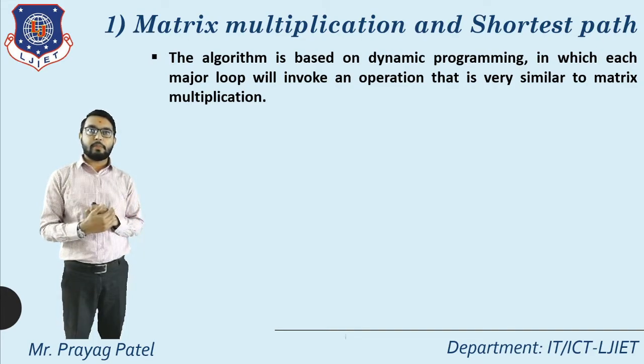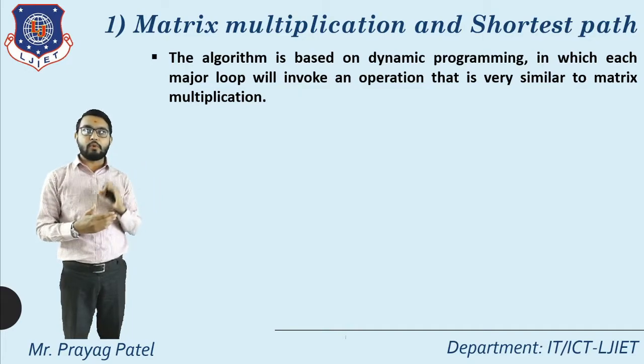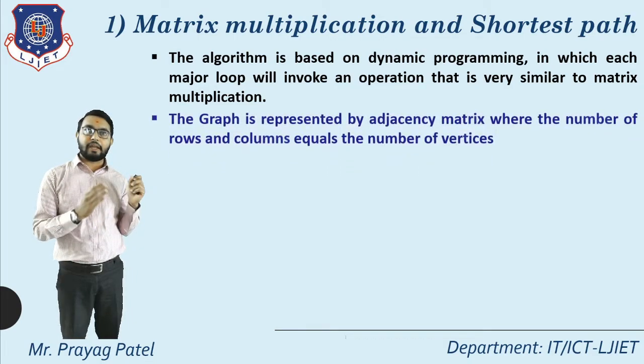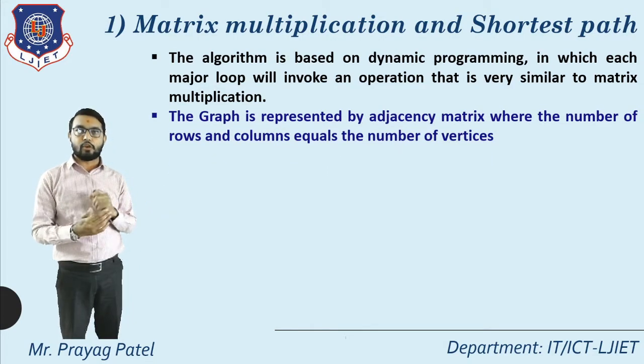The algorithm is based on dynamic programming. Means you can solve this problem using the dynamic programming method, in which each major loop will invoke an operation that is very similar to matrix multiplication. That's why we can say matrix multiplication and shortest path.